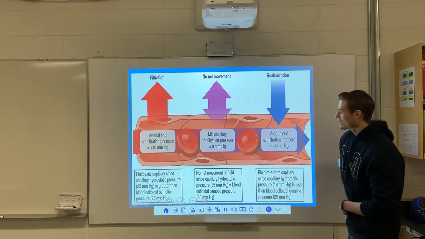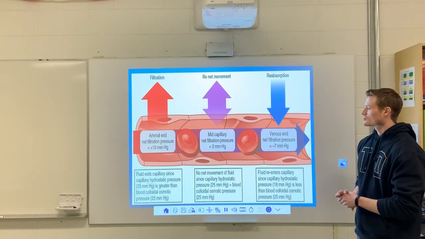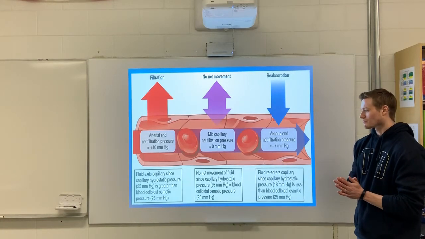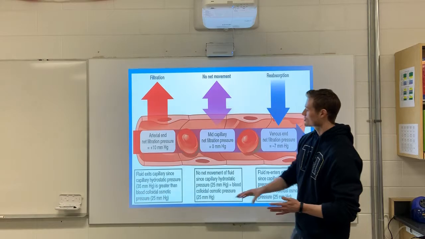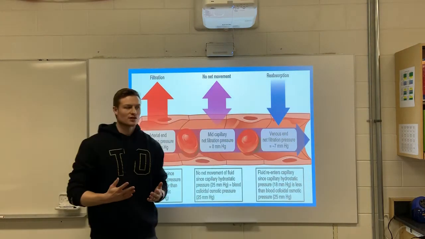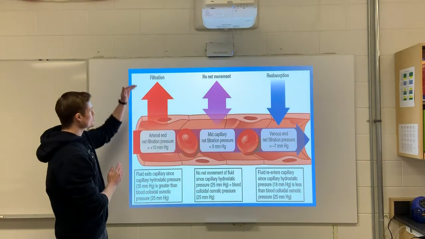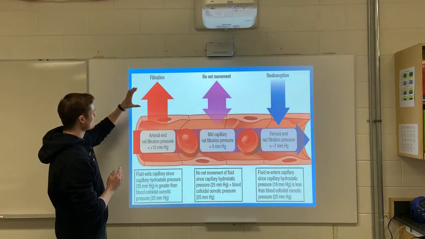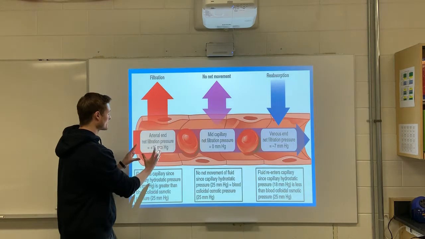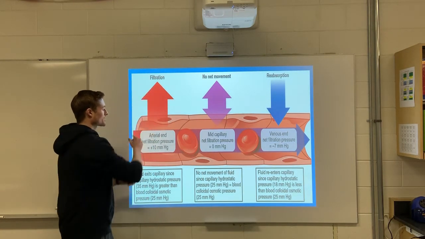Now, when we talk about the actual exchange at the arterial end, you'll notice that the net filtration pressure is about plus 10 millimeters of mercury. What that means is the pressure is higher here than outside. So basically what we have here is our capillary, which is our blood, we have our tissue, and in between our tissue and our blood, we have this space called the extracellular fluid. So things are going to be filtered or pulled from the capillary into our tissue.